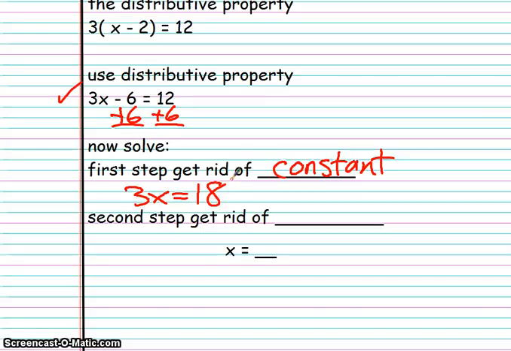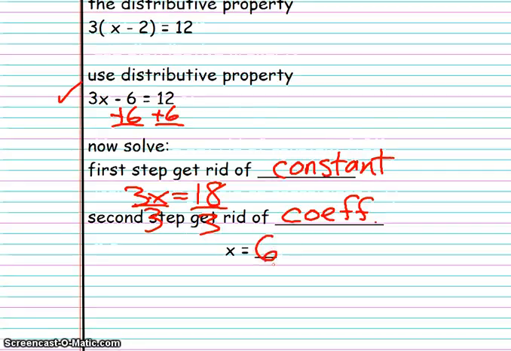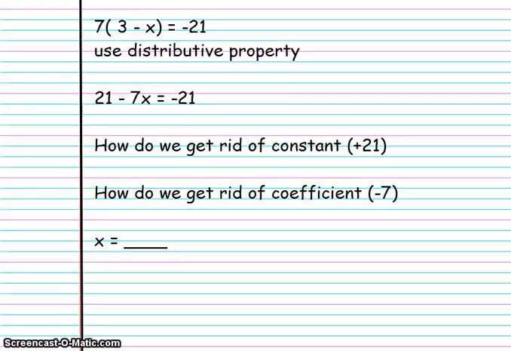So our next step in two-step equations is to get rid of the coefficient. That's the number, of course, before the variable. So we're going to divide both sides by 3. Since we're multiplying by 3, we're going to divide by 3. And if we divide by 3, we're going to get x equals 6. I'm just going to take you through one more example of the distributive property, then combining like terms.